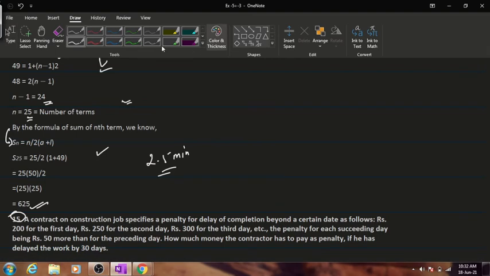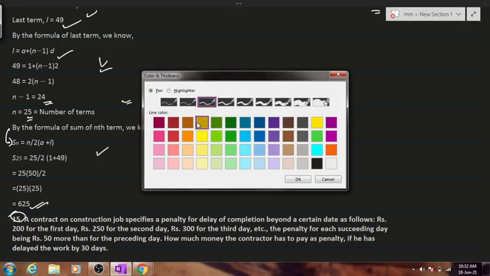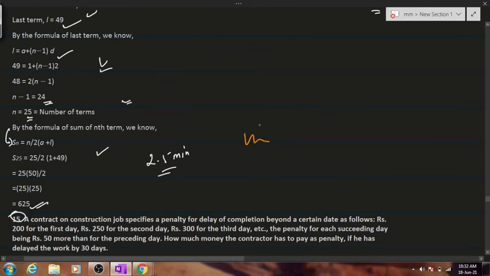I'll change the ink a bit. Everything is only black and white. Orange, orange, orange. Yeah, this is good.